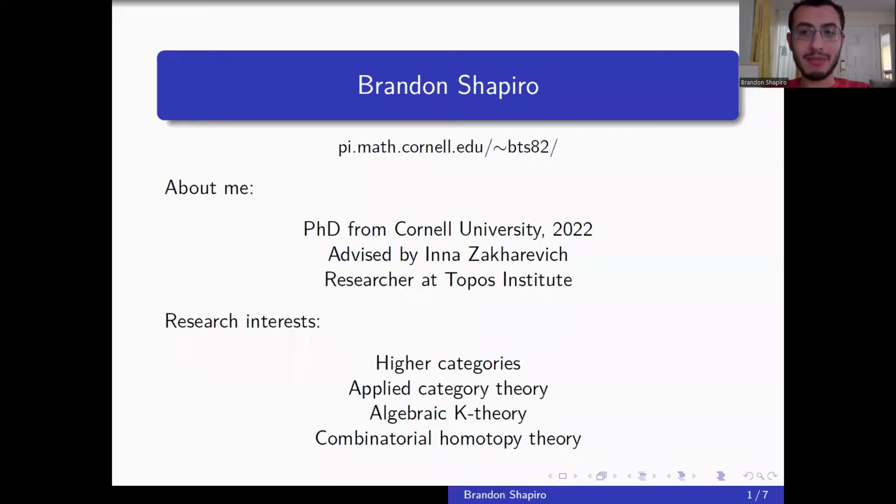Hi, I'm Brandon Shapiro. I recently got my PhD from Cornell University, advised by Ina Zacharievich, and this year I'm doing research at the Topos Institute. My research is primarily in category theory with applications to algebraic topology and various applied sciences. I'm excited to tell you more about some of the projects I've been working on.